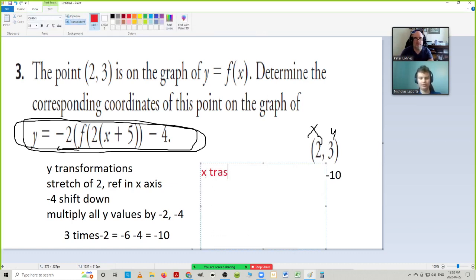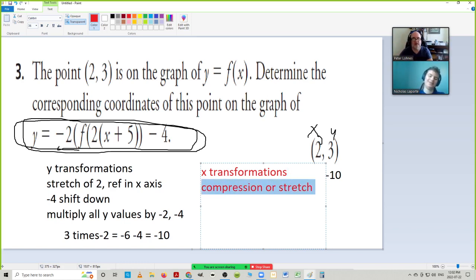Yeah. I have to do 2 times 1/2. Okay, so let's describe the transformations first in the wordy way they like. Compression or stretch? It is a compression. It is a compression by a factor of what? 2.